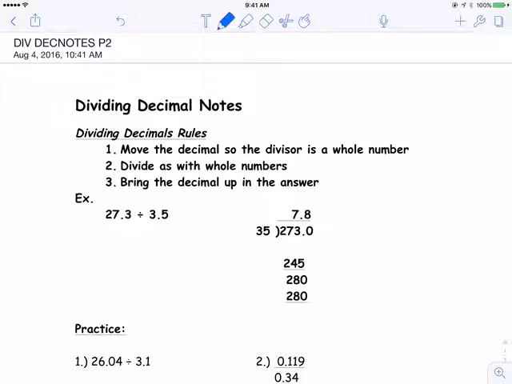Today we're going to talk about dividing decimals. We've talked about how to do the other operations with decimals, and we're left with our favorite, dividing. Dividing is important because we need to be able to do that just like any other operation in lots of different daily activities.